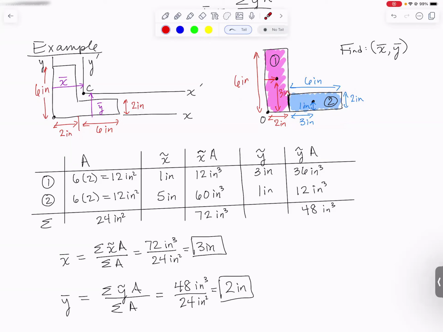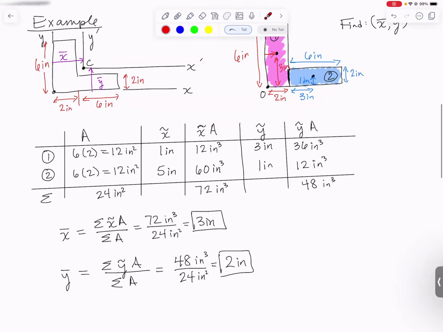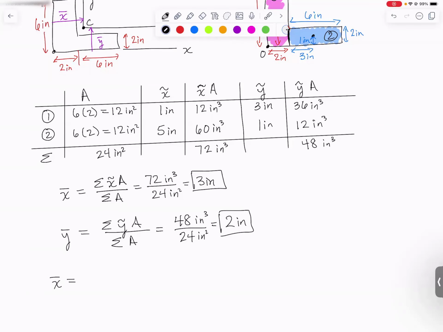And since the two areas are the exact same size, the weighted average comes out to be exactly at the 2 inch mark. So that's using tables. Another way to do this would be to just write it in line. I'm summing up x tildes times areas. And if you're a shortcut person and don't want to write out that table, you can try this out.